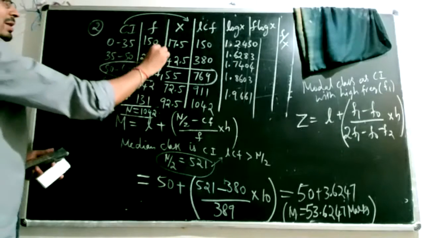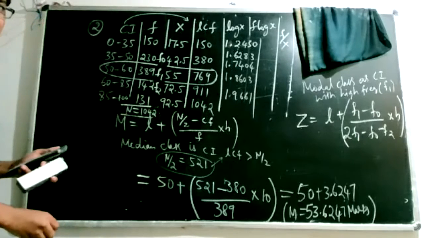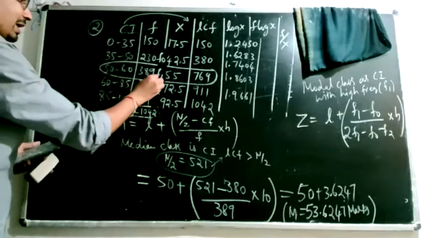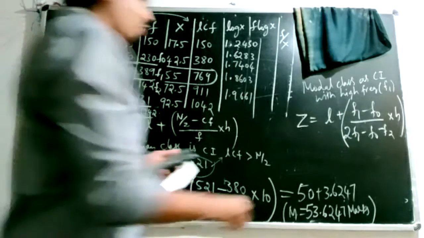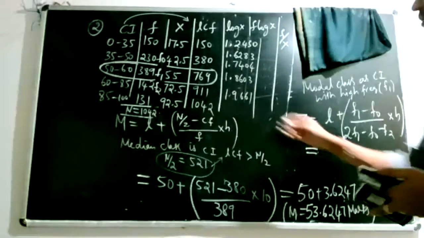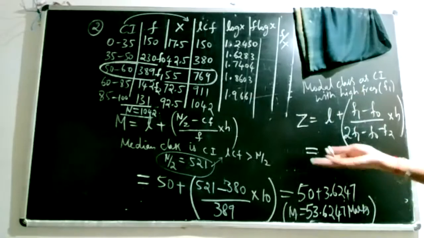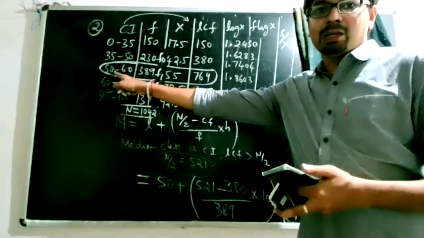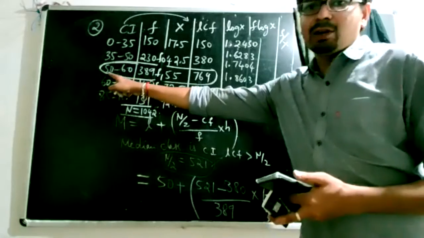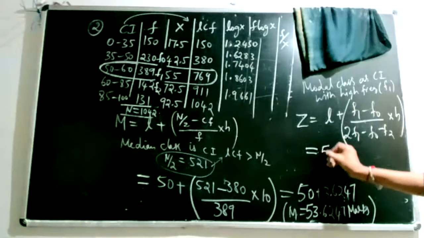F0 indicates the previous frequency. F2 indicates the successor frequency of the modal class. And you have class interval 50 to 60 as the modal class. In most distributions, your median class and modal class may be the same. In some cases, it could be completely different. So always pick that respective class interval, look into the value of L, look into the values of F required, and then do the substitution.